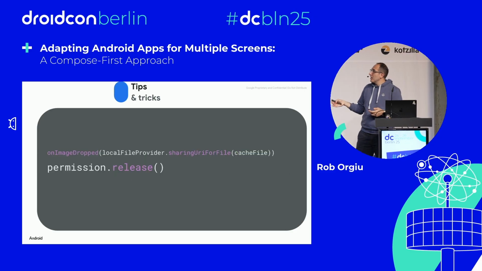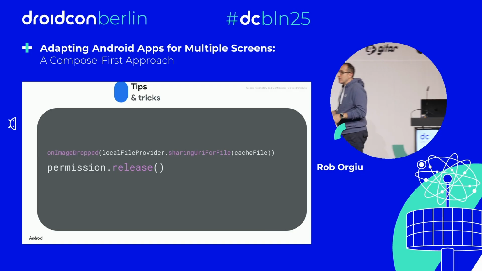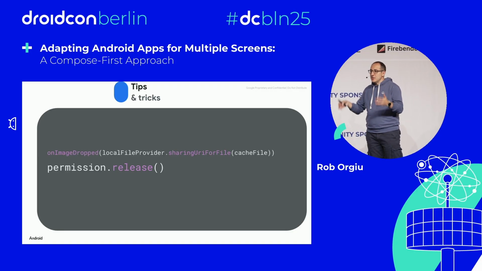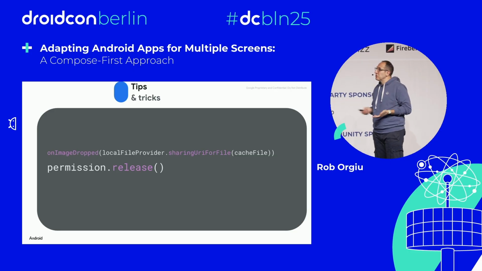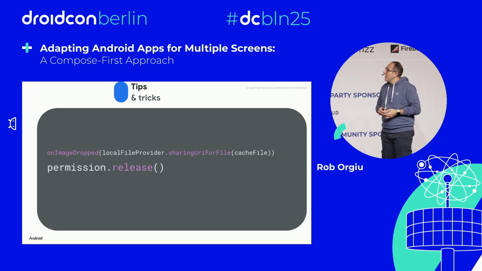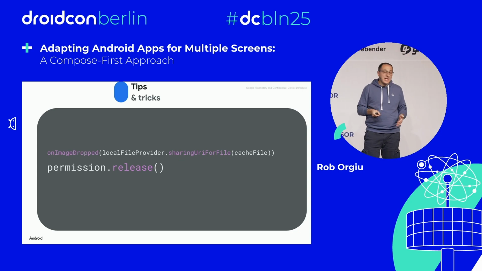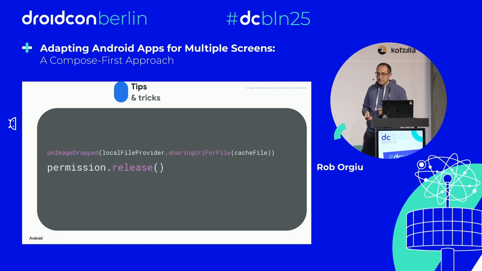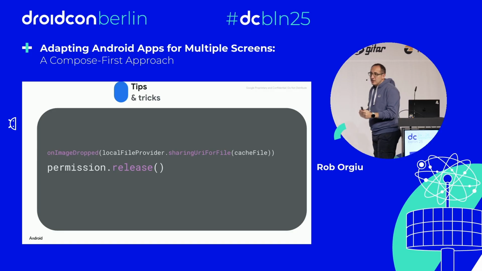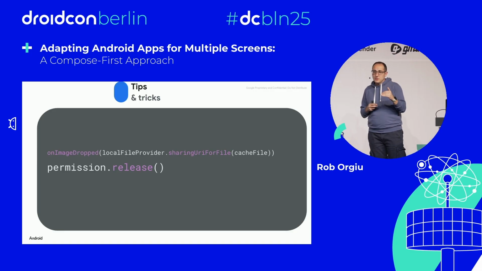And then, once we have our cache file, we can simply say, OK, now manage it, because we need to display it in our UI, and then we release the permission. Again, as soon as we release the permission, we won't have access to the image. So it's important that everything is done between the permission request and the permission release.